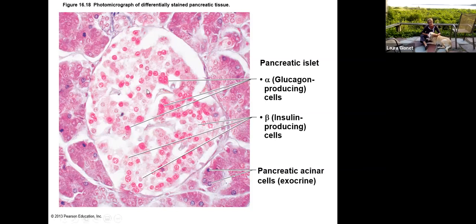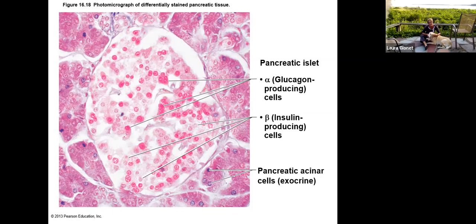For instance, someone could point to that islet of Langerhans and ask, what cell will be stimulated when you have higher than normal blood glucose levels? Well, you're going to secrete insulin, so that would be the beta cell that's stimulated. Now, what's the response? Decreased blood glucose levels.